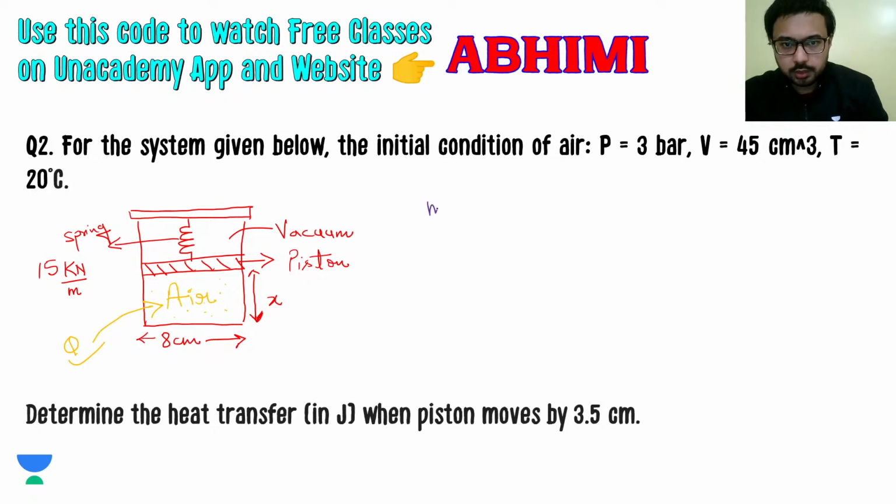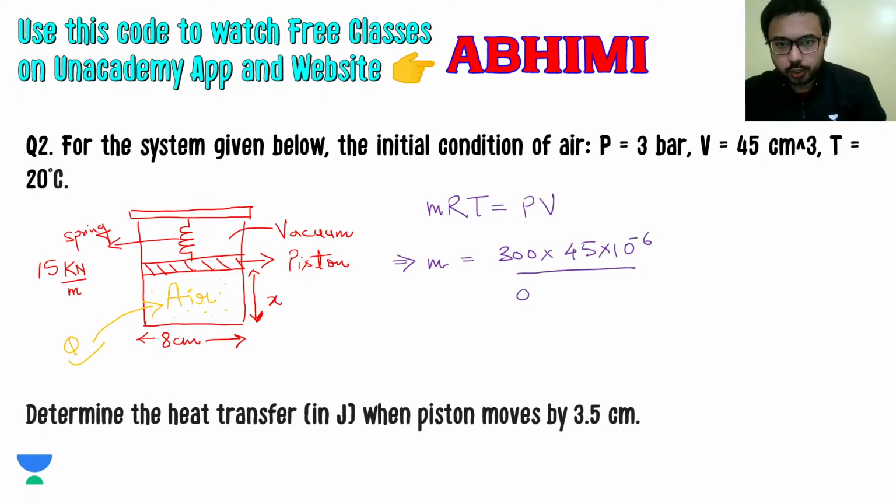So mass will be: m R T is equal to PV. So m will be equal to, what is pressure? 300, volume 45, but let's convert this into meter cube, and R is going to be 0.287, because we have taken this pressure in 300 kilopascal. What is the temperature here? Temperature here is 293 kelvins.